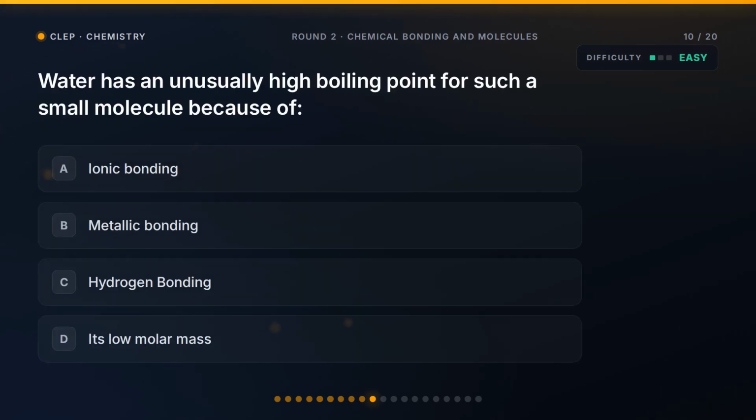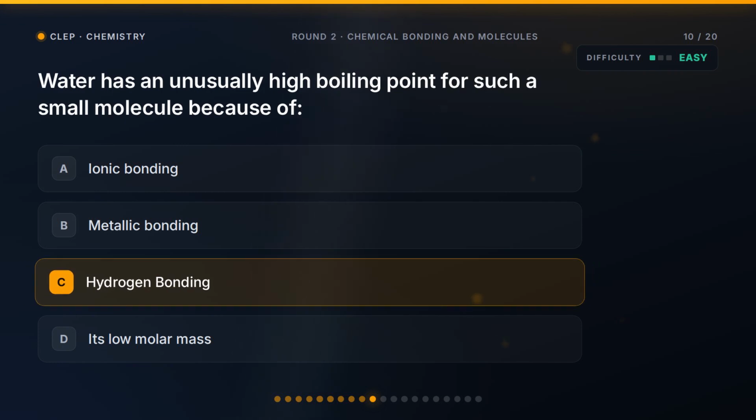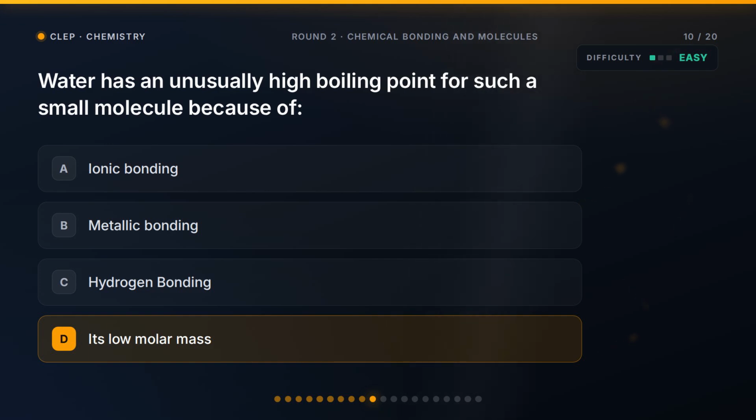Question 10. Water has an unusually high boiling point for such a small molecule because of A. Ionic bonding. B. Metallic bonding. C. Hydrogen bonding. D. Its low molar mass.